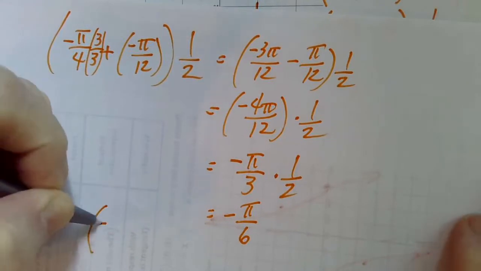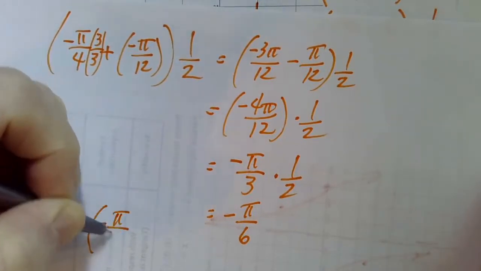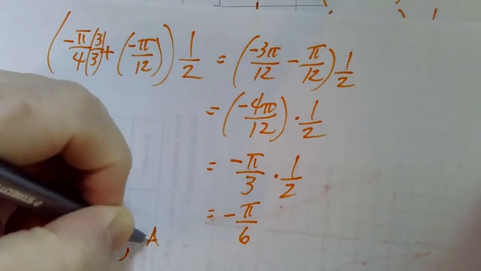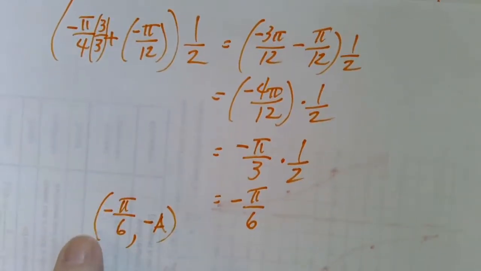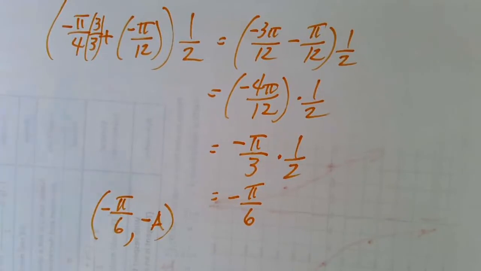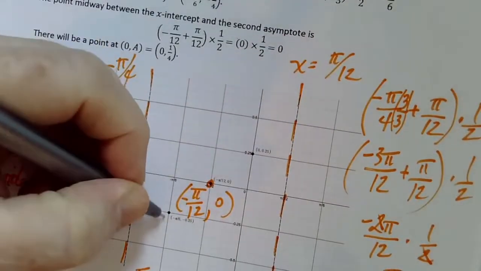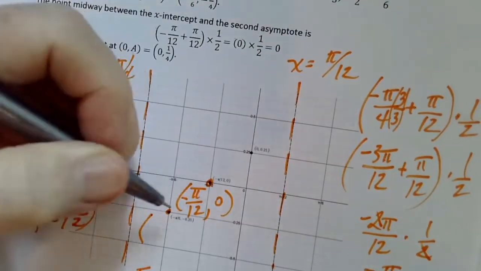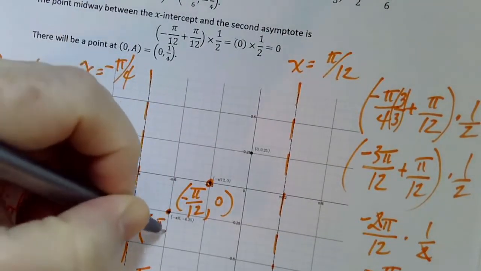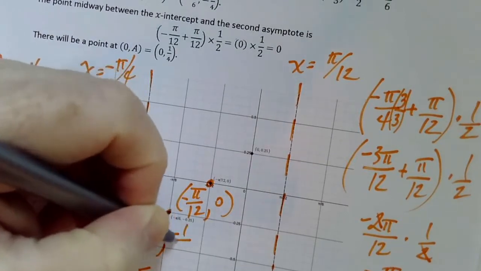So we're going to have the point negative pi over 6, negative A. This is the point to the left of the intercept, so it's always negative A. And for us, A was 1/4. So this is going to be the point negative pi over 6 comma negative 1/4.